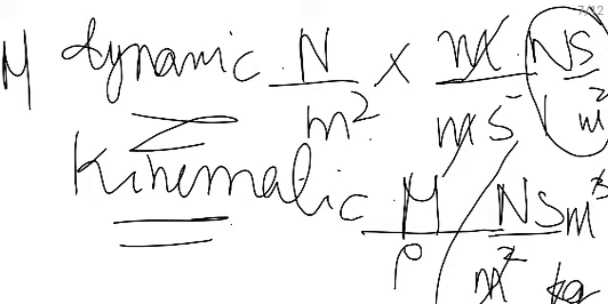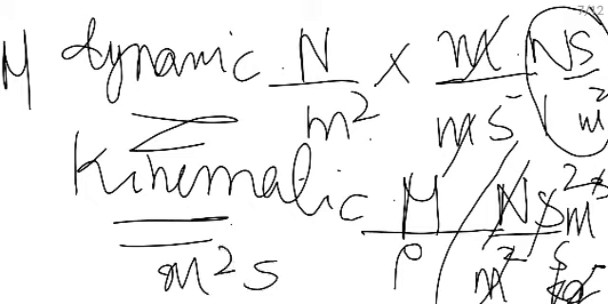So Newton by kilogram is what? Meter per second square. So you will be getting meter square per second. So that term is kinematic viscosity, which is independent of any force term or unit of force.